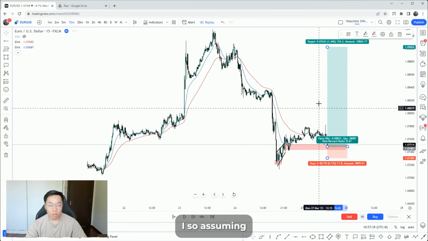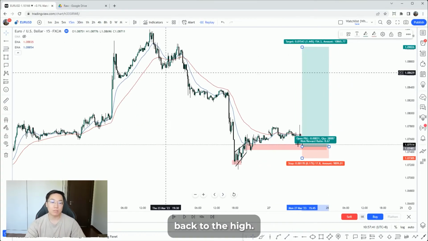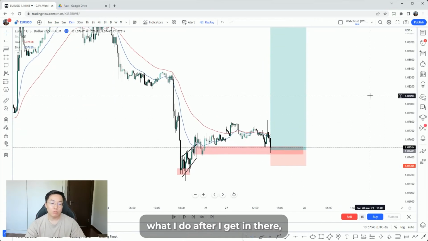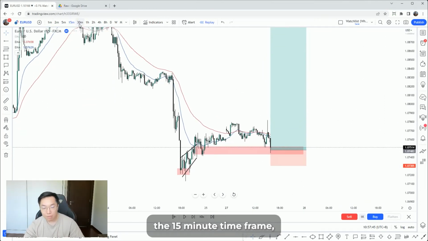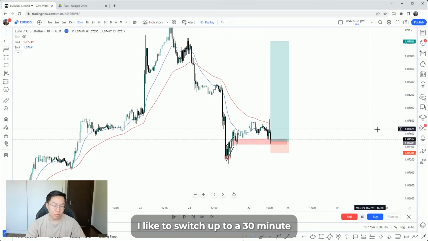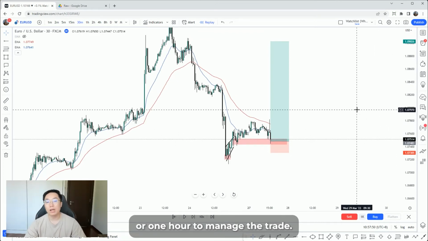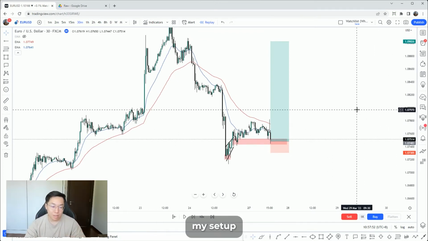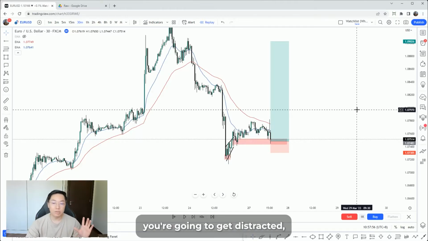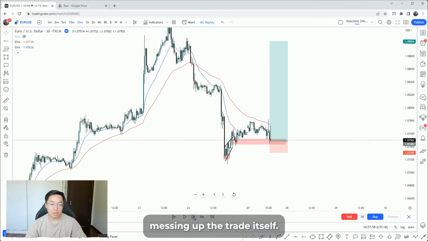All right, so assuming we have our target all the way back to the high. Usually what I do after I get in at the 15-minute time frame, I like to switch up to 30-minute or 1 hour to manage the trade. I don't like to manage my setup on such a low time frame, because a lot of times you're going to get distracted, you're going to end up messing up the trade itself.